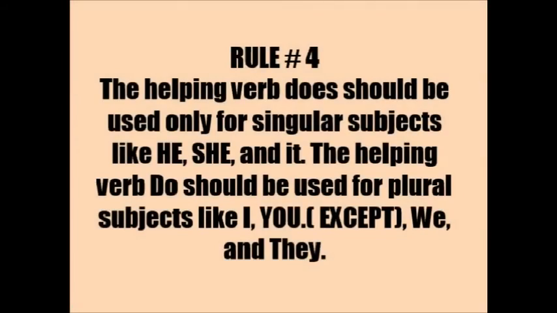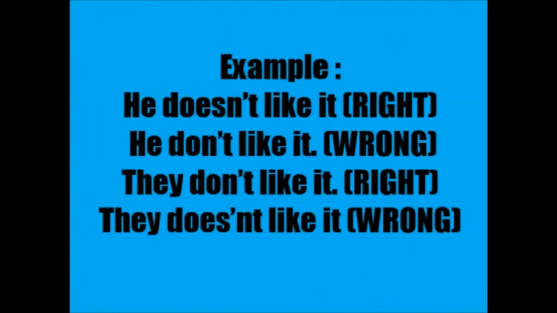Rule number 4. The helping verb does should be used only for singular subjects like he, she, and it. The helping verb do should be used for plural subjects like I, you, except, for example, number 1. In our sentence, we have the subject he. So, since he is singular, we should put the helping verb does, because does is for singular subjects. In the second sentence, our subject is they. Since they is a plural subject, we should put the helping verb don't, because don't is for plural subjects.